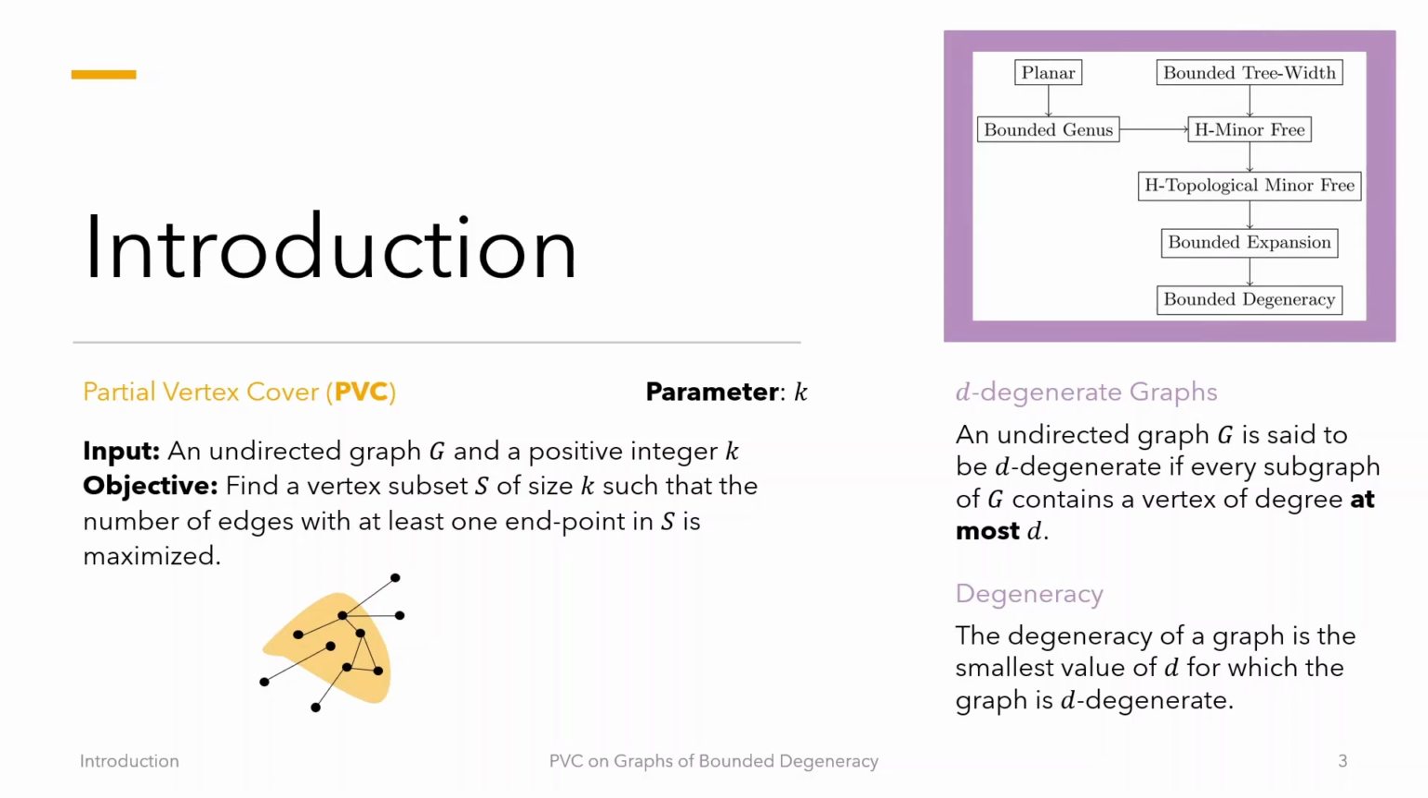We say a graph is d-degenerate if every subgraph of it has a vertex of degree at most d. And the minimum d for which the graph is degenerate is the degeneracy of the graph. As you can see in the picture, graphs of bounded degeneracy include many different sparse graph classes. So it's worth considering the problem on bounded degeneracy graphs.